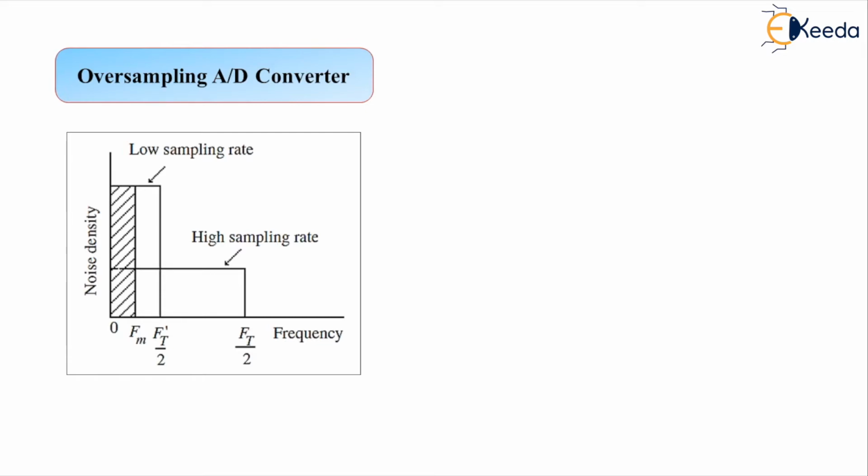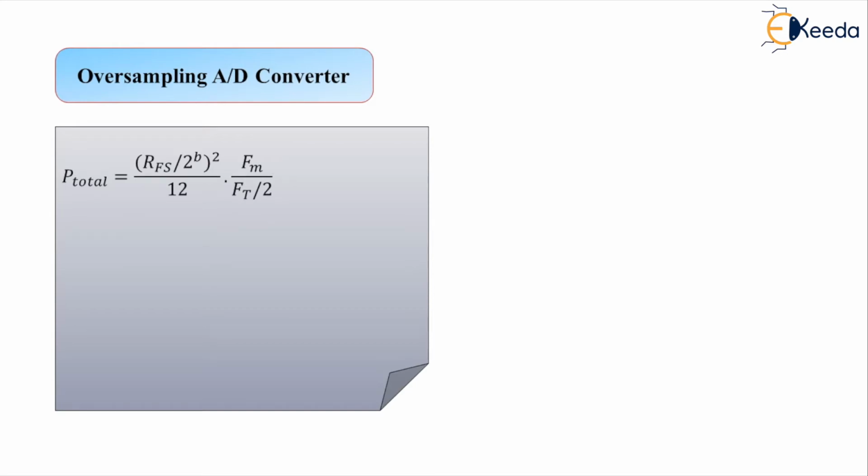The total noise in the signal band of interest will be called the in band noise power, and it can be expressed by a mathematical expression. We denote it as capital P suffix total, expressed in terms of square of R suffix Fs divided by 2 to the power B bits, whole divided by 12, and this ratio is further multiplied by another ratio where the numerator is F suffix m and the denominator is Ft by 2.